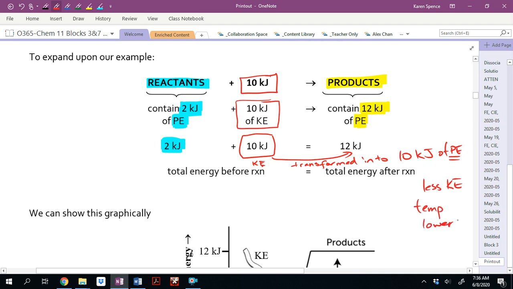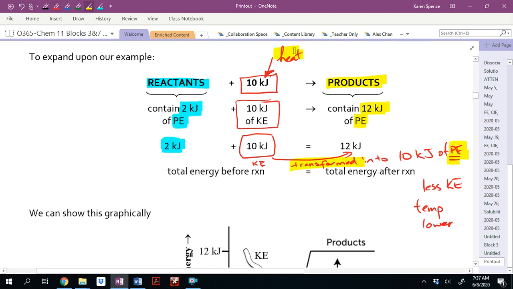And this is where people get confused because they see, oh, I added 10 kilojoules of energy. And we sometimes refer to that as 10 kilojoules of heat because that's going to feel warm. The particles are moving fast, so the temperature is going to be high. Well, I'm adding heat. Wouldn't that make it hotter? Here's the problem. We add the heat, which is like the kinetic energy, the motion, but then in the reaction, it is transformed into potential energy.